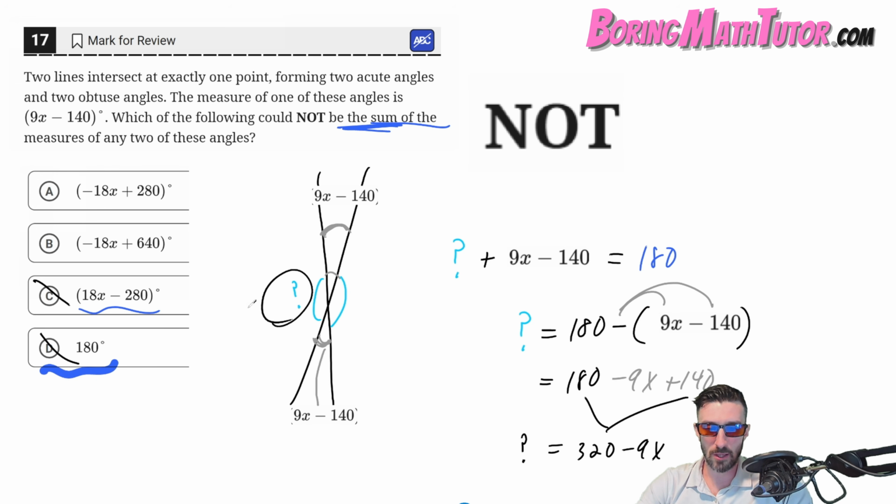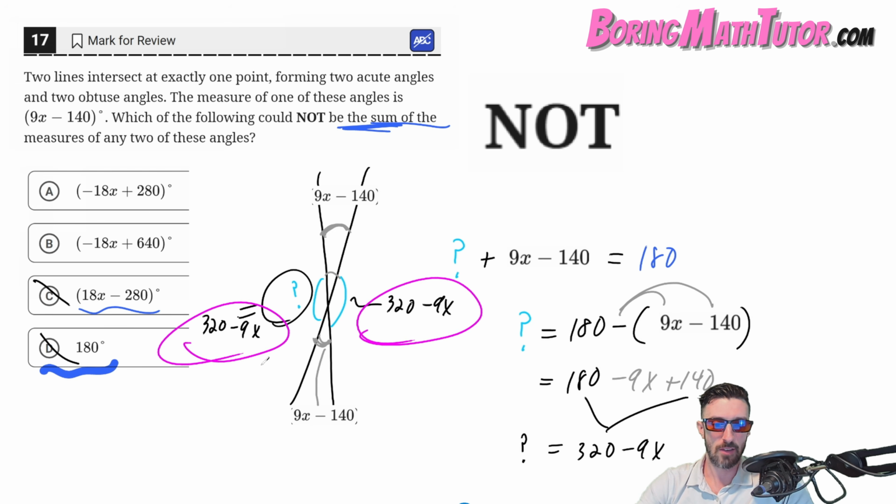So if the question mark angle is 320 minus 9x, then that means this other one over here would also be 320 minus 9x. But what would happen if I were to add those together? If I add those together, I get 640 minus 18x. So remember, that's the one we have to rule out. So therefore, by process of elimination, the answer has to be A.